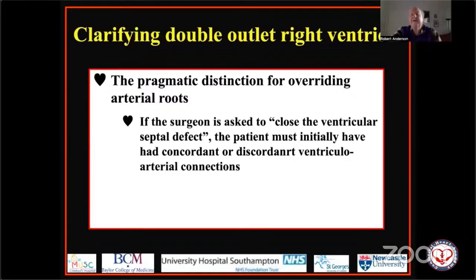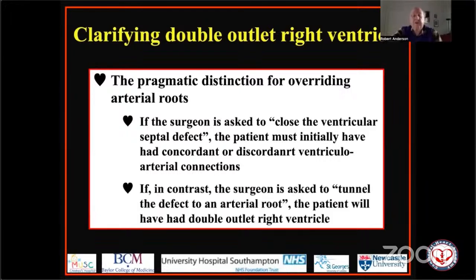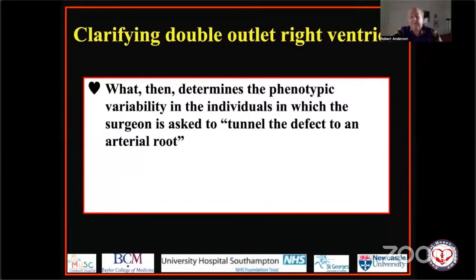If you ask the surgeon when sending the patient to the operating room to close the ventricular septal defect, you must have already made the decision that the ventricular arterial connections were either concordant or discordant. On the other hand, if you ask the surgeon to tunnel the defect to the arterial root, then you will have made the decision that the ventricular arterial connection is one of double outlet right ventricle. And that, we believe, provides us with the pragmatic definition for double outlet right ventricle. So now we have our pragmatic definition.